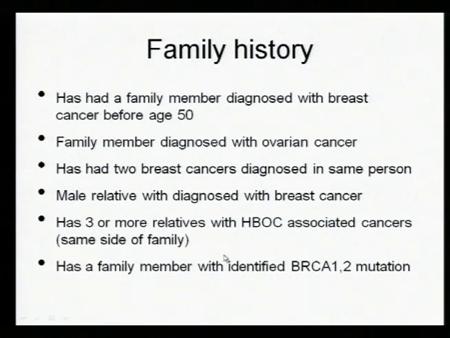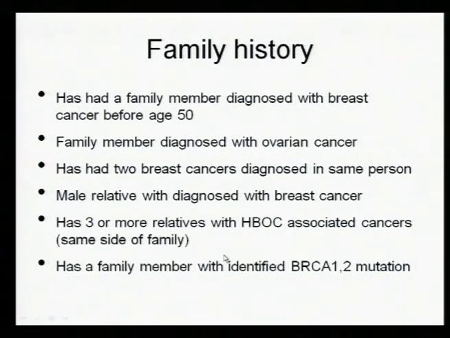Family history member diagnosed with ovarian cancer, most likely you're going to see some of the other correlated cancers for these syndromes. Having 2 or more breast cancers diagnosed in the same person is automatic testing criteria. Male breast cancer again. And then having 3 or more relatives with hereditary breast ovarian cancer syndrome associated cancers on the same side of the family.